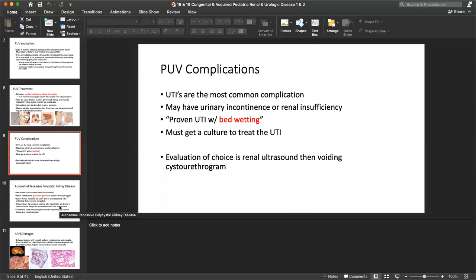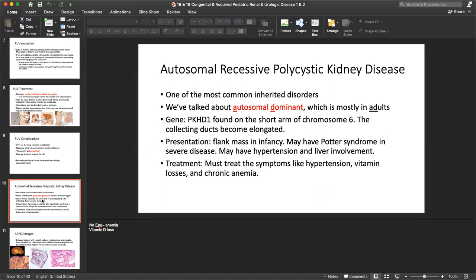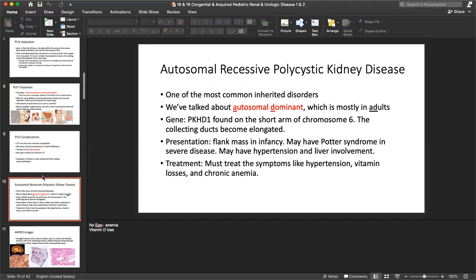Complications is going to be UTI with bedwetting. You need to treat the UTI first. Remember, we've already talked about this. ARPKD, we've talked about autosomal dominant adults. It's a flank mass in infancy, and with autosomal recessive, it's going to be flank masses and Potter syndrome.